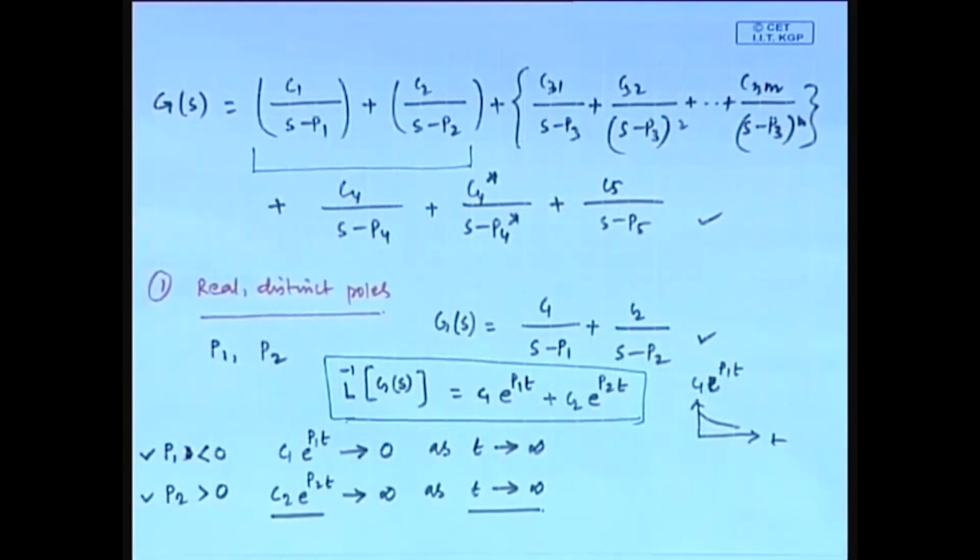So, we can say that if a system has a pole to the left of the imaginary axis, then the system is decaying to 0, which means the system is stable. And if the pole is greater than 0, in that case it is growing exponentially towards infinity, which means the system is becoming unstable.